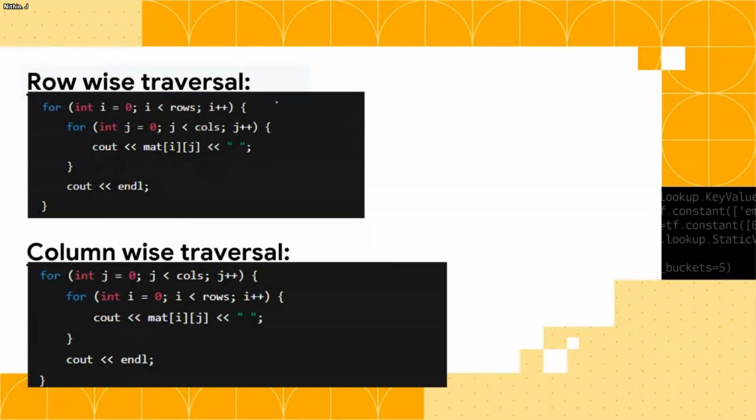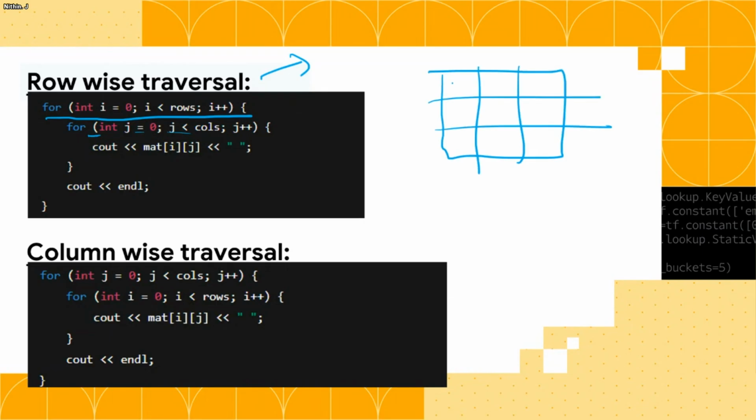And coming to the code of row and column traversals. So basically, as I said, in row-wise traversal, you have the outer for loop that will access the row, and the inner for loop for accessing the column. So let's take an example. So basically, I have the outer for loop that will access the row, then the inner for loop that will access the column, and I'm gonna print the array.